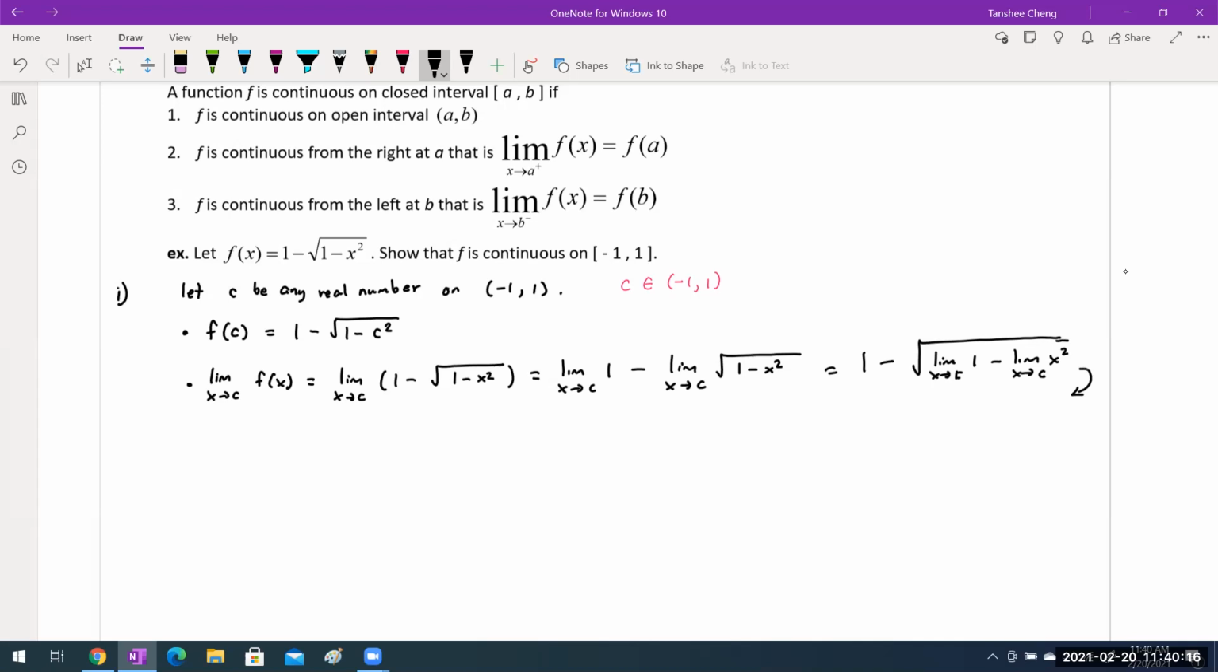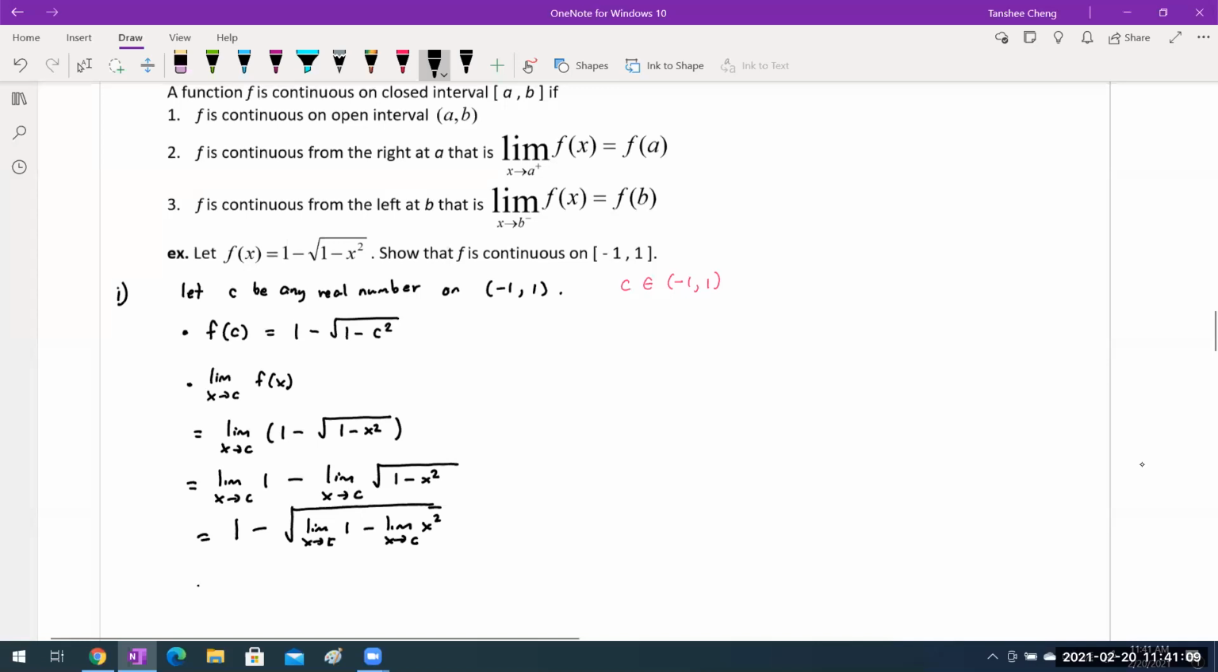So now this helps us get what? I'm going to write it differently because I might not have enough space if I continue going like this. So give me a second to rearrange it. So finally, this gives us 1 minus the square root of 1 minus C squared.